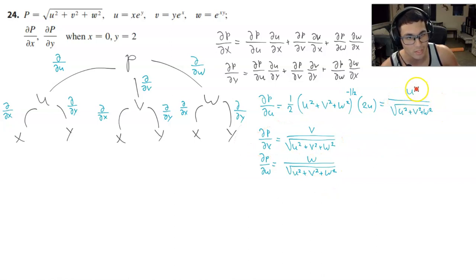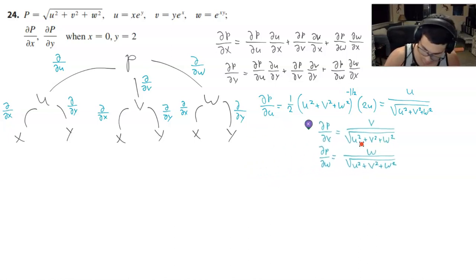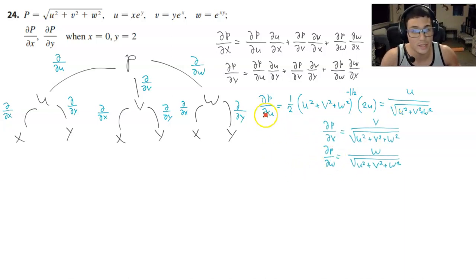The only difference is that instead of a u here, it's a v because it's with respect to v. Instead of a v here, it's a w because it's with respect to w. So that's an important conceptual trick to understand to speed all of this up, because if you're on an exam, you need to be able to take these derivatives as fast as possible.